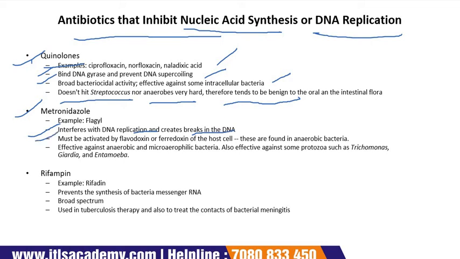So it must be activated by flavodoxin and ferredoxin of the host cell. These are found in anaerobic bacteria. It is effective against anaerobic and macroaerophilic bacteria, and also against some protozoa such as Trichomonas, Giardia, and Entamoeba histolytica. So in this class, it is a drug that is activated by the microbial protein flavodoxin or ferredoxin found in macroaerophilic and anaerobic bacteria and certain protozoans.